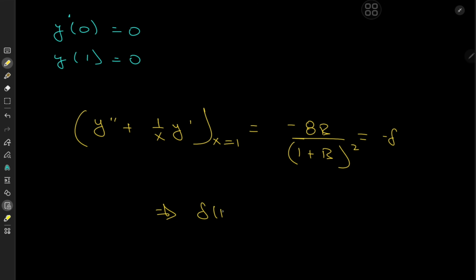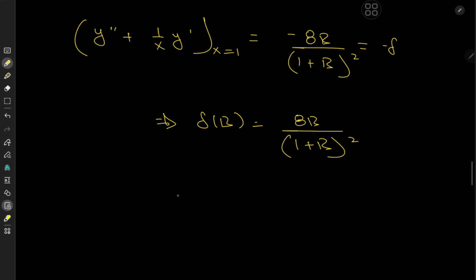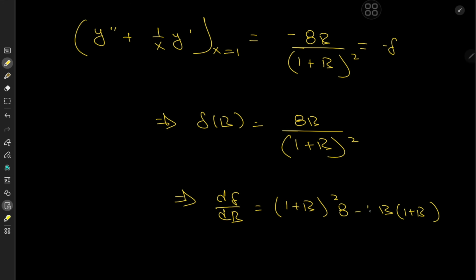Okay, cool. So that means delta is actually a function of the parameter b, and that means we can solve at least one of our problems. We can determine the maximum value of delta. So I'll just differentiate this with respect to the b parameter, d delta over db. That looks exotic. It is equal to 1 plus b whole thing squared times 8 minus 8b times 1 plus b, and there's a 16 over there. Then there's a 1 plus b squared down there.